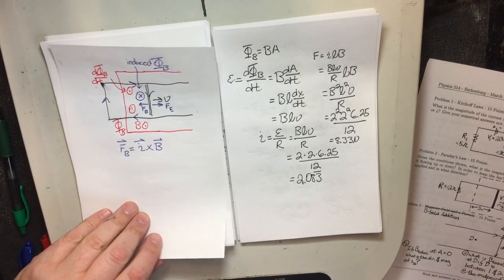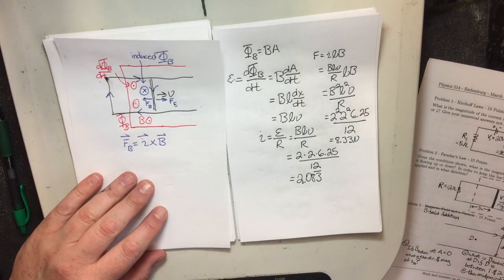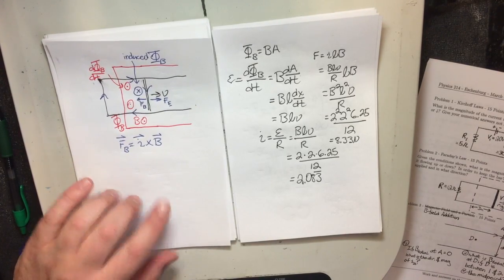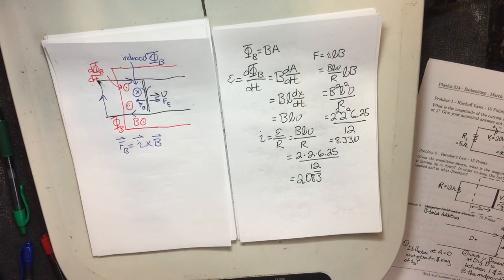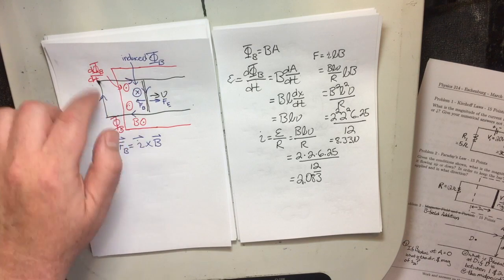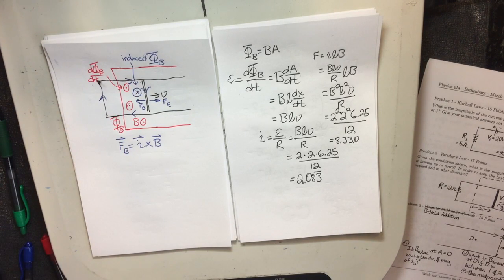On the final, are we using the right-hand rule or the left rule? For the magnetic force on the bar, you use the right-hand rule. To determine the direction of the current through this, you use the wrap rule.